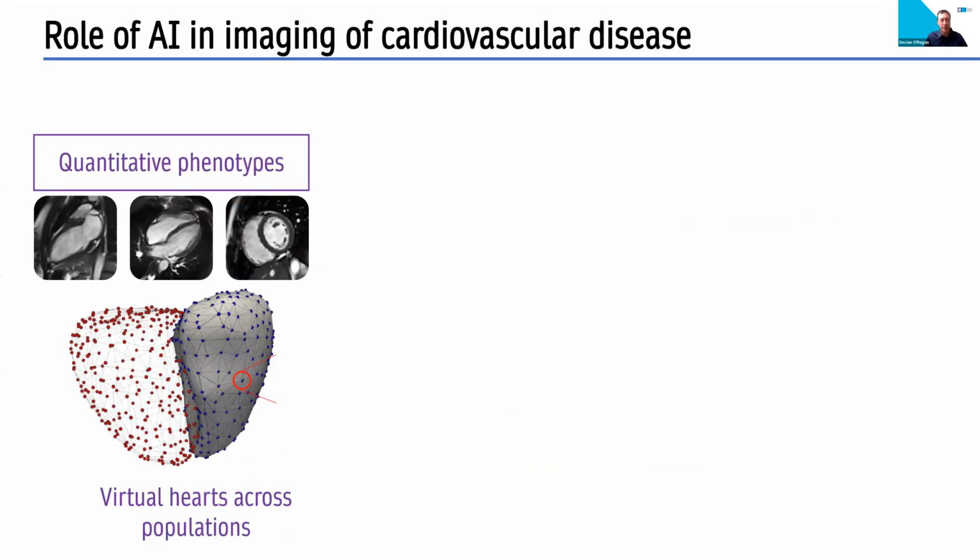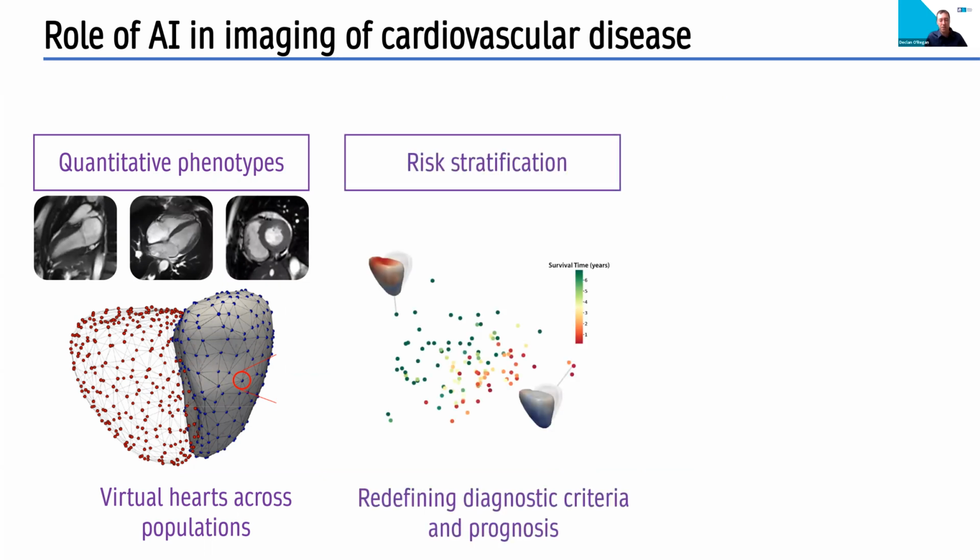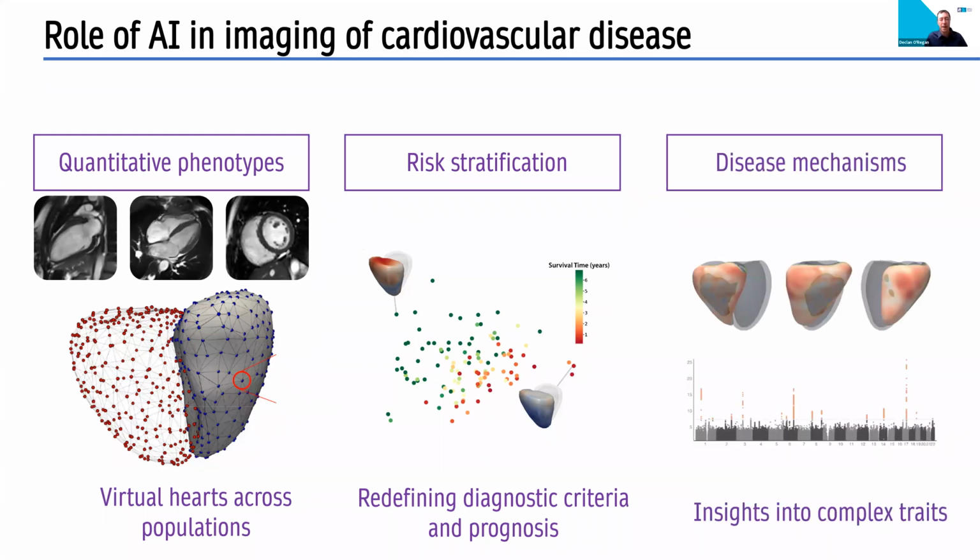So just to sum up really, the role of AI allows us to not only, I think, accelerate images, but also to provide more detailed quantitative phenotypes and actually to build up this concept of virtual hearts across populations, so we can really understand how disease develops and progresses in large groups of patients, and refine both our diagnostic criteria and the techniques we use for individual prognosis, and even begin to understand disease mechanisms and ideally perhaps identify pathways that may be amenable to treatment.